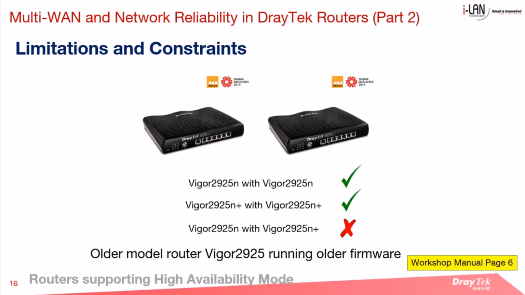Also, to reiterate what we saw in the video, with the older routers and firmware you had to have identical router models, with identical firmware and country code. So you can set up high availability using two 2925N, for example, or two 2920N Plus, but you cannot pair a 2925 with a 2920. You cannot pair them.